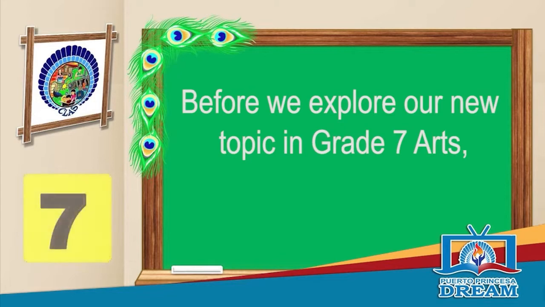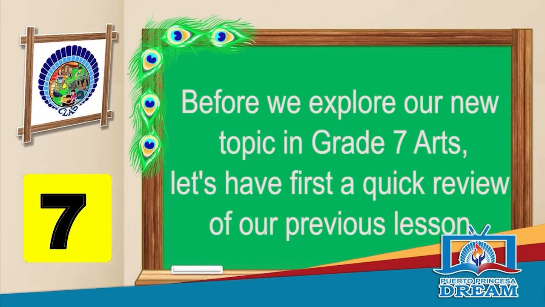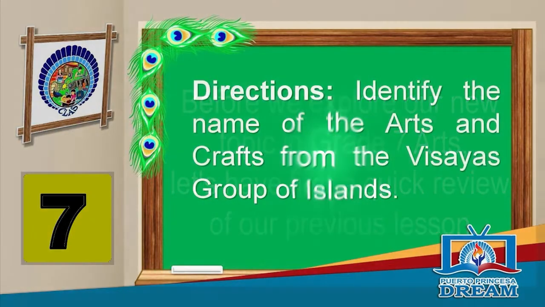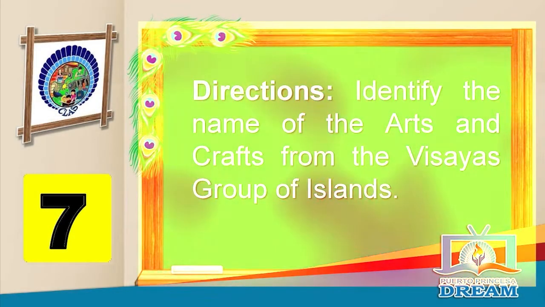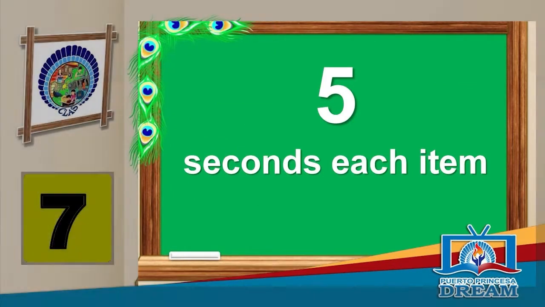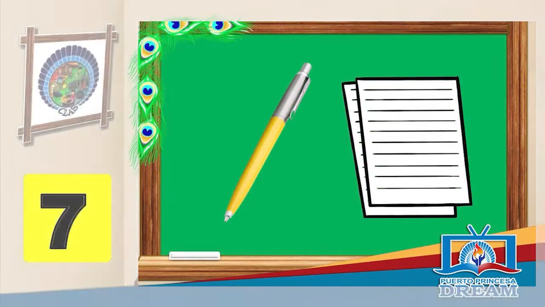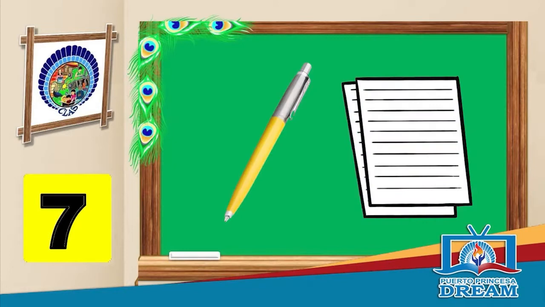Before we explore our new topic in Grade 7 Arts, let's have first a quick review of our previous lesson. Directions. As I flash the pictures, identify the name of the arts and craft from the Visayas group of islands. You have 5 seconds to answer each item. And when you hear this sound, that means your time is up. Now, grab your pen and paper and let's begin.